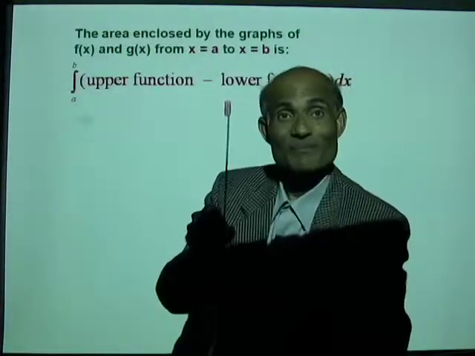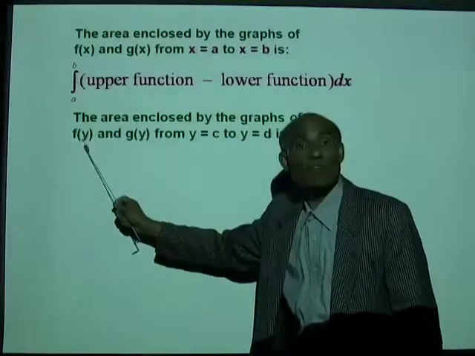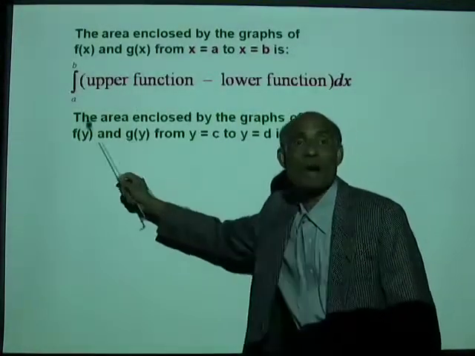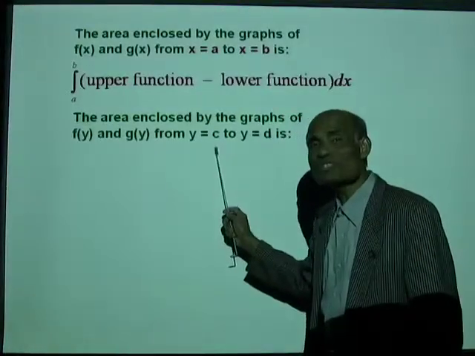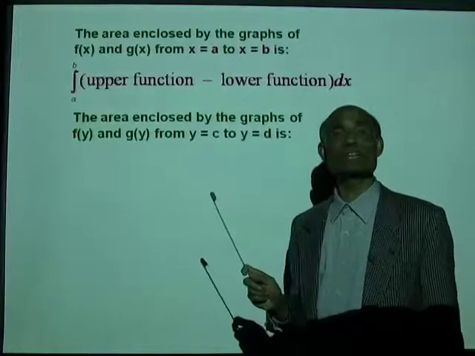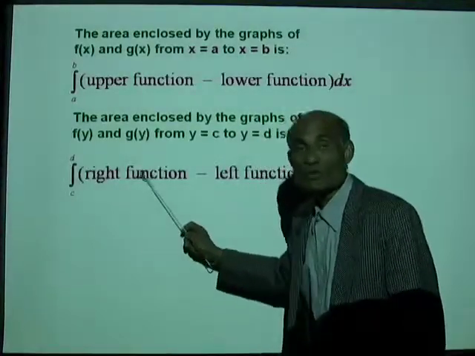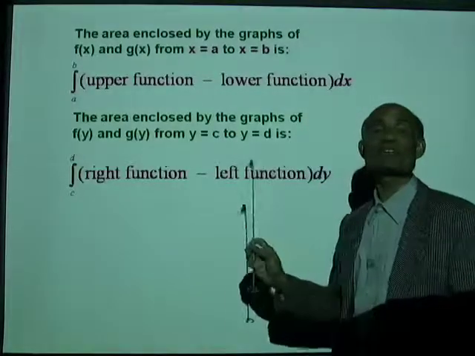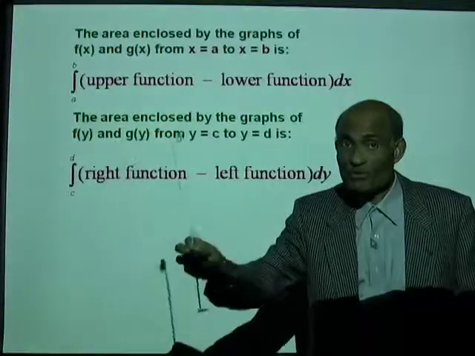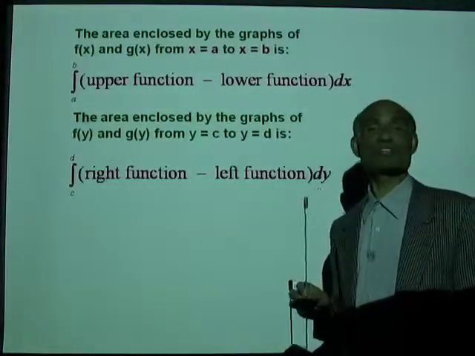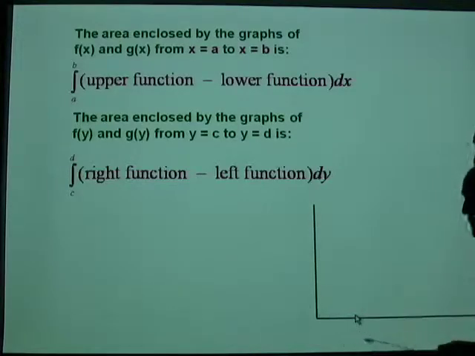Is that right? Yes. So the area enclosed by the graph of f of y and g of y, two functions of y, from y equal to c to y equal to d, will be integral c to d, the right function minus the left function. The function on the right minus the function on the left. Okay, now let's have a look at that.